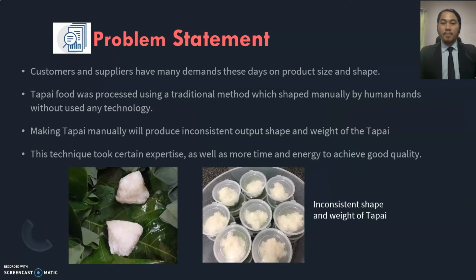Problem statement. Customers and suppliers have many demands these days on product size and shape. Tapai was produced using traditional method, shaped manually by human hands without use of any technology. Making tapai manually will produce inconsistent output, shape and weight of tapai because of human mistake. This technique took certain expertise as well as more time and energy to achieve good quality. These are 2 examples of inconsistent shape and weight of tapai.